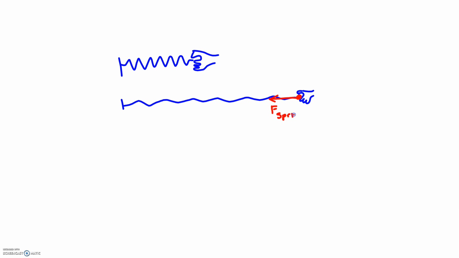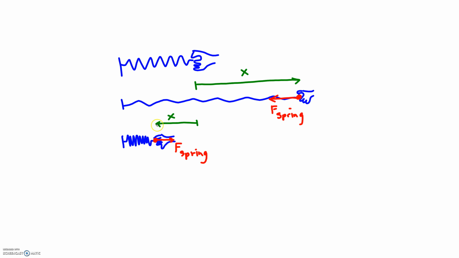Notice, by the way, that when you displace it to the right, stretch it out to the right, the spring force is in the opposite direction as x, the displacement. Likewise, if you take that spring and you compress it, push it to the left, now you're displacing it to the left, and what would happen? The spring resists compression too. So there's a spring force resisting that displacement.